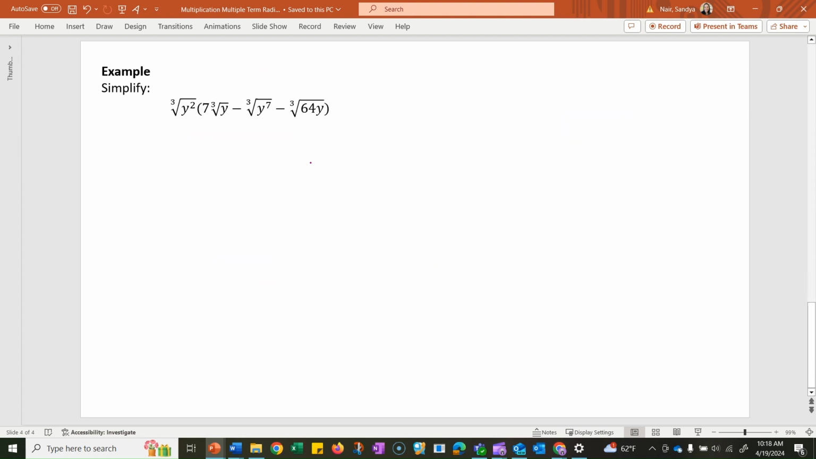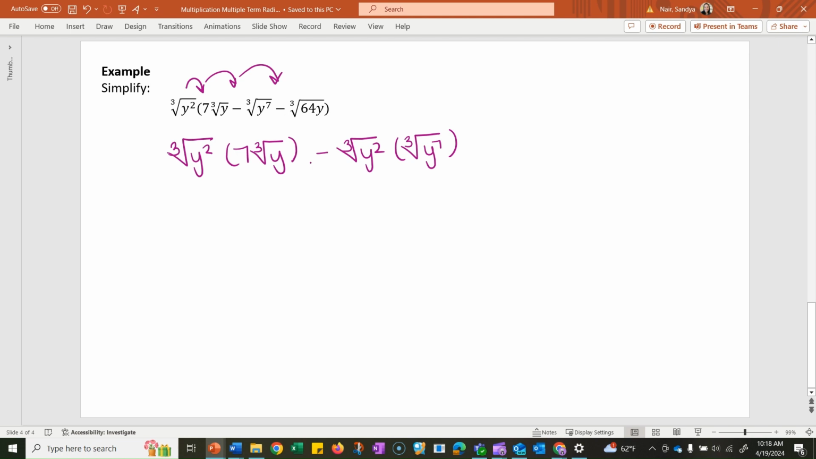Okay, now let's try this example. So once again, we're going to distribute this cube root of y squared to every single term on the inside. So I have the cube root of y squared times 7 cube root of y, okay? And then minus cube root of y squared times the cube root of y to the 7th. And then minus cube root of y squared times the cube root of 64y.